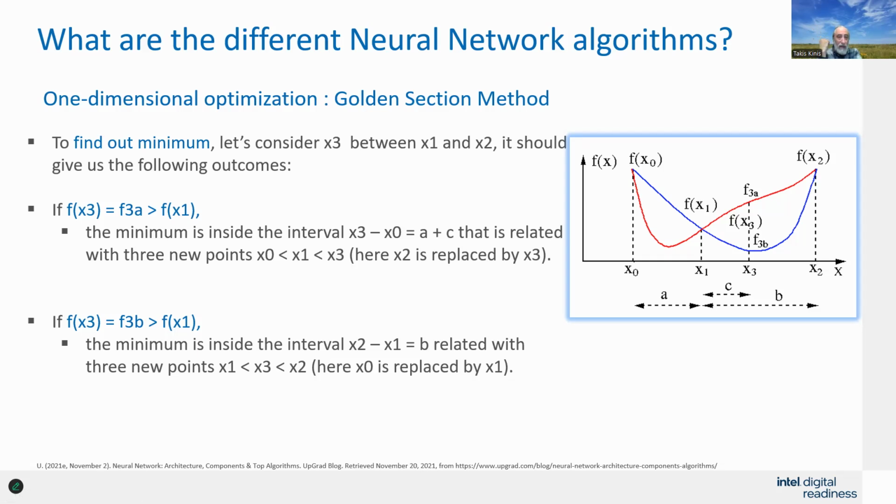If you read the bullets, the minimum is inside the interval x3 minus x0. So in between x3 and x0 is the minimum. And so then we look at 3 different points, x0, x1, and x3, and it says x2 is replaced by x3. So we're eliminating the x2 in the process here. And so what they're really trying to show you is how the algorithm works logically.